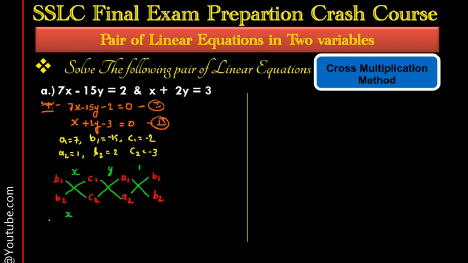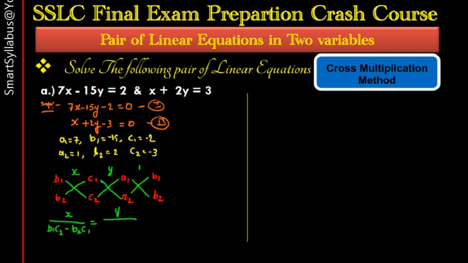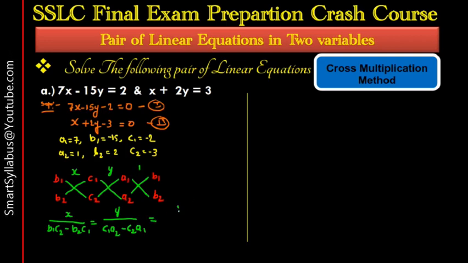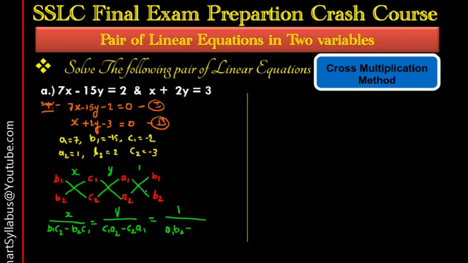So now write x upon, just cross multiply these two, b1 into c2. So this is b1 into c2. Take minus sign. Now b2 into c1. So it's b2 into c1. And that's equal to, now take y divided by, you just cross multiply these two now, c1 into a2 minus c2 into a1. The next again equal sign. So here now 1 is there, so write down that 1 upon a1 into b2 minus a2 into b1. So this is the formula, students, which we are going to use in the cross multiplication method.